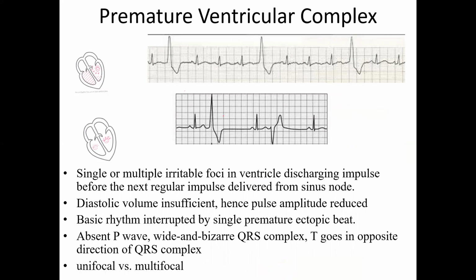Here's a complex. This is going to happen in couplets. You'll see a normal and then a PVC, and then you'll see a normal and you'll see a PVC. This is called bigeminy, when you have the two pairs. And if there were two normals and a PVC, that would be called trigeminy. And if you had three normals and a PVC, that's quadrigeminy. That's all you have to know about that. I know it sounds confusing.